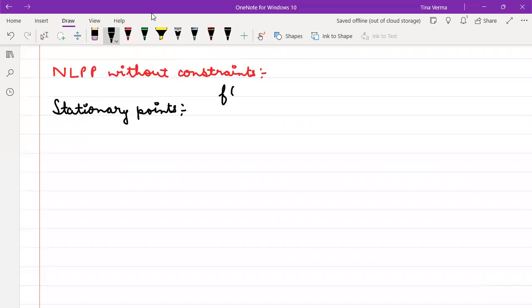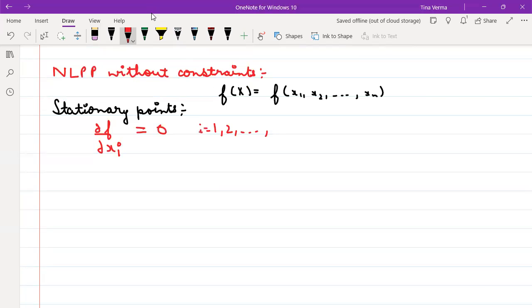So if you have any function f of x of n variables, we find the stationary points by differentiating it with respect to xi and equating it to 0, for i equal to 1 to n, the number of variables. So that means del f by del x1 equal to 0, del f by del x2 equal to 0, and so on. When you solve these equations, we get the values x1, x2, xn, that we call the stationary point. Is this clear? Fine.